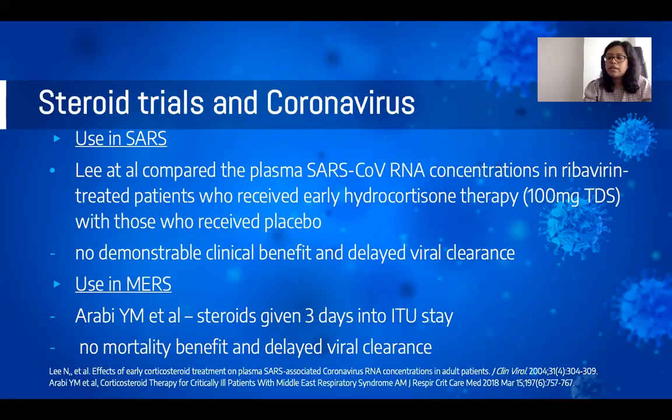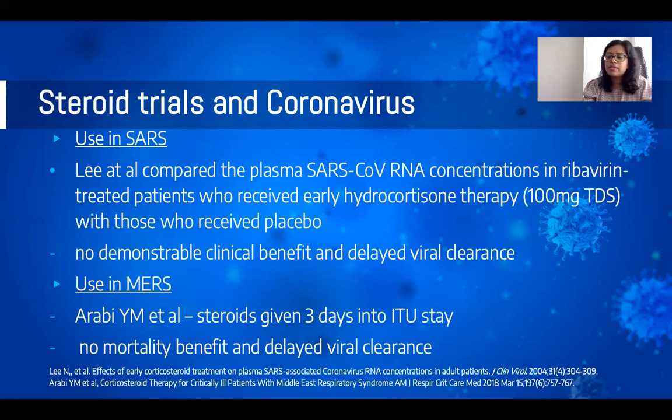So looking at the use of steroid trials in coronaviruses. Theoretically, corticosteroids could have a role in suppressing lung inflammation. But steroid trials done in severe acute respiratory syndrome, SARS, coronavirus, and MERS, Middle East respiratory syndrome, have not shown benefit in using steroids, and actually can cause more adverse events.